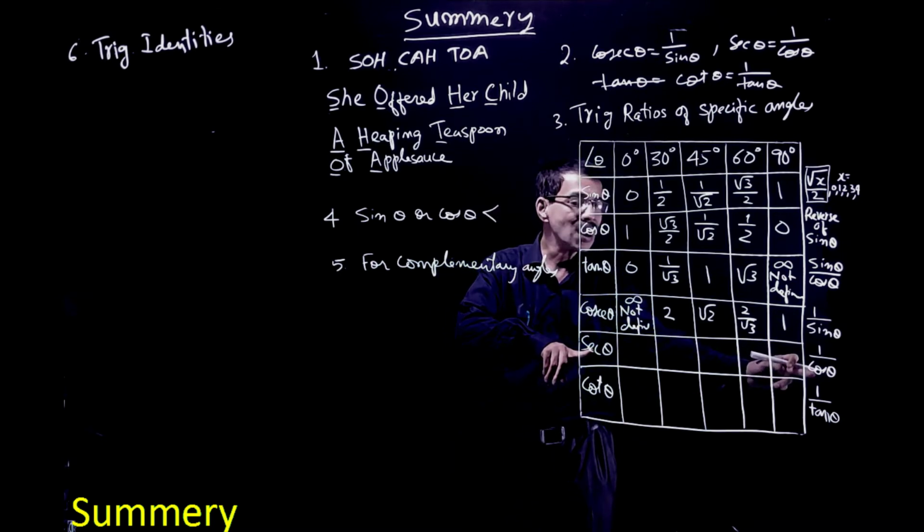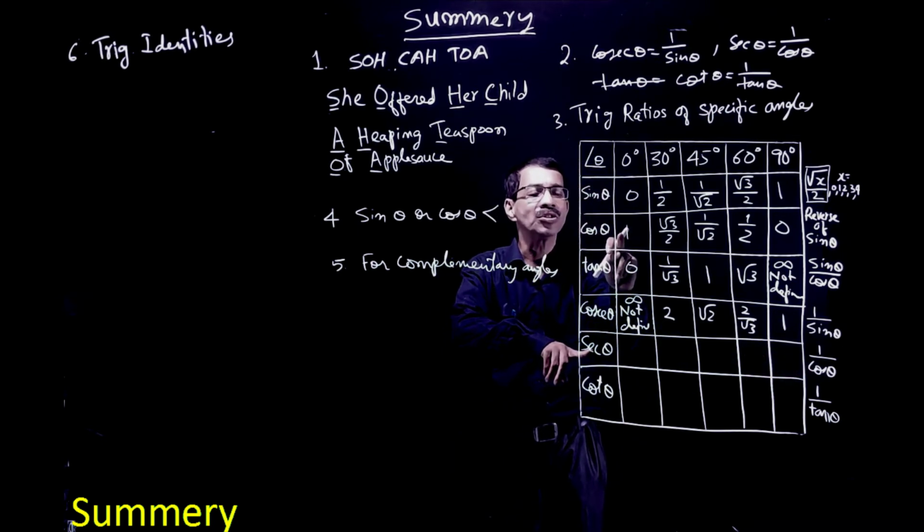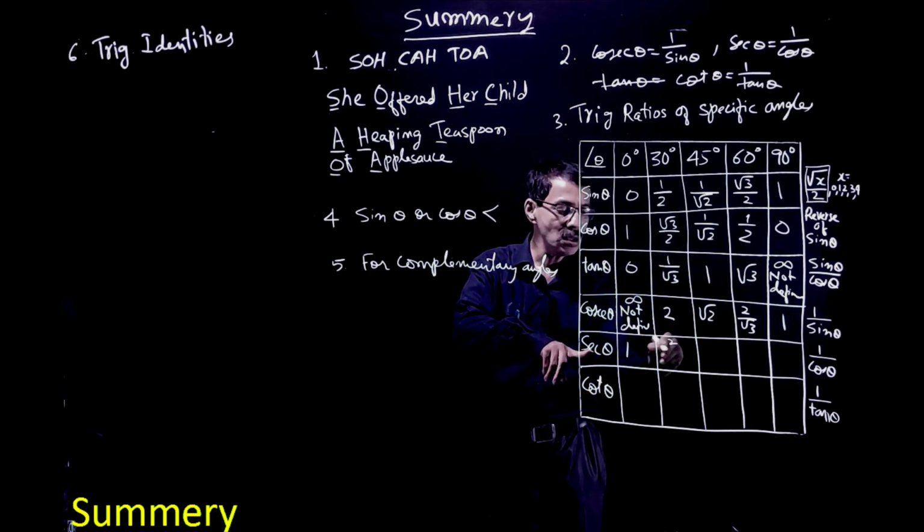So sec theta is 1 upon cos theta. So invert this. So this is 1. This is 2 by root 3. I am just inverting. This is root 2.